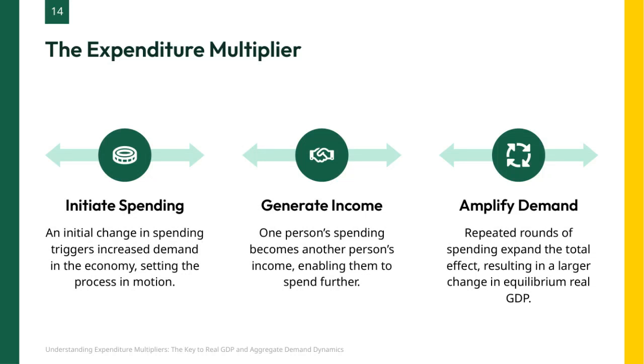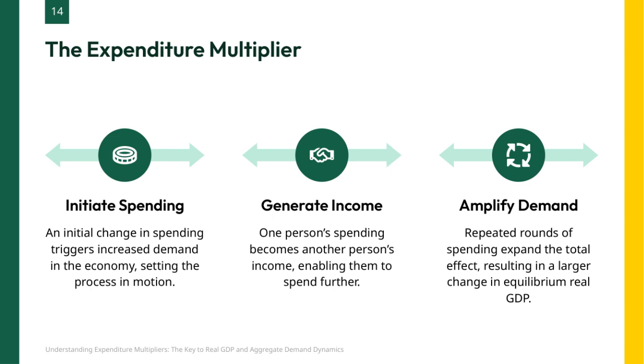First, it all starts with initiating spending. When there's an initial change in spending, perhaps through investment or government expenditure, it raises demand in the economy and sets everything in motion. Then, this spending generates income. The money one person spends becomes income for another, allowing them to continue spending and creating a chain reaction.